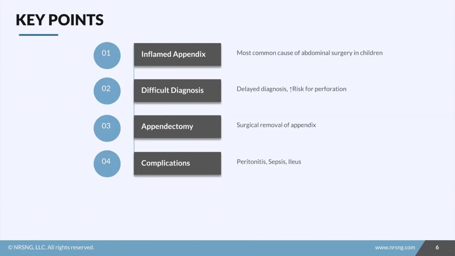Okay, so let's walk through the key points for this lesson. So appendicitis is an inflamed appendix, and it is the most common cause of emergency abdominal surgery in children. Now, sometimes appendicitis in kids can be a little bit more difficult to diagnose. Remember that delayed diagnosis causes an increased risk for perforation. Treatment for appendicitis is an appendectomy, which is just the surgical removal of that inflamed appendix. And our nursing care is going to be surrounding that surgery and making sure that we reduce complications like peritonitis, sepsis, and an ileus.